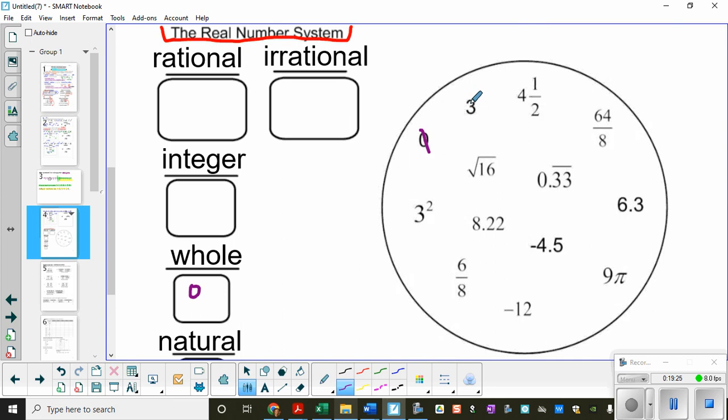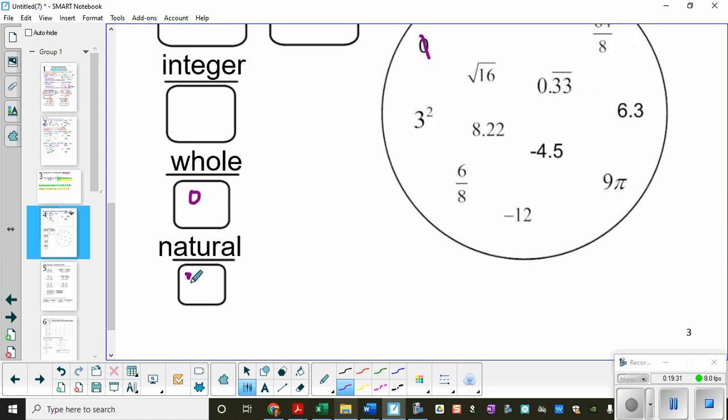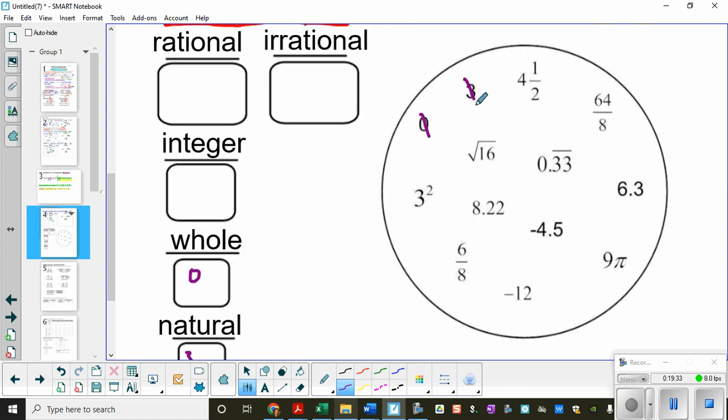All right, let's do 3. So it's rational. It's on the number line. It is 0 and up. And if I were to start counting, I would eventually get to a 3. Cool. So we got 3.